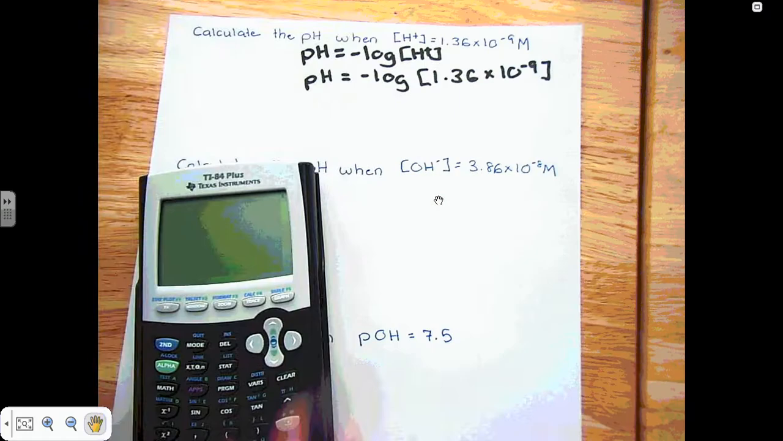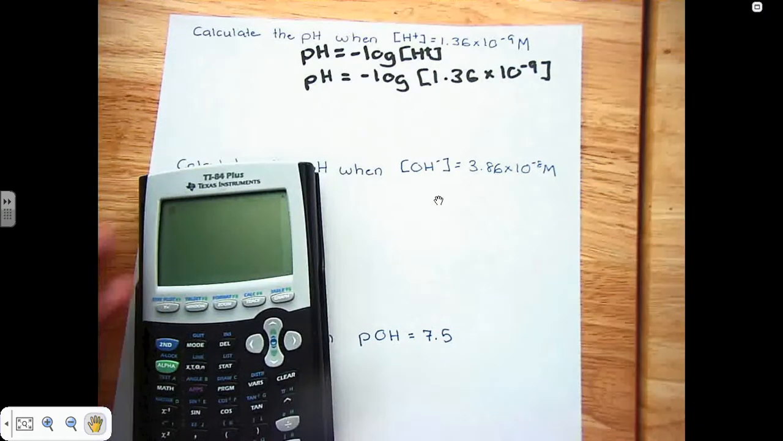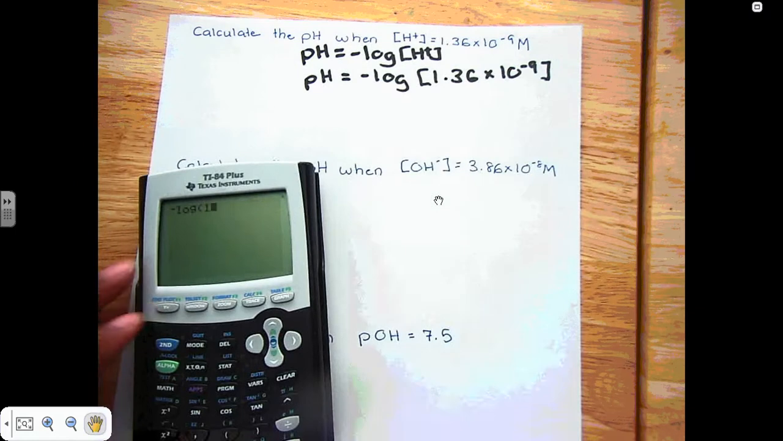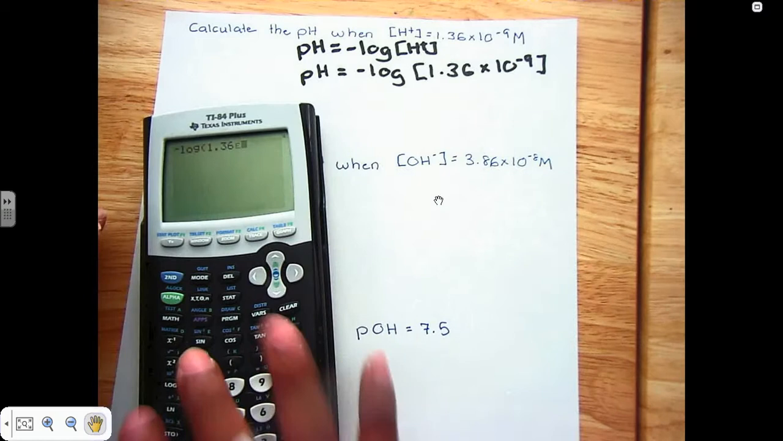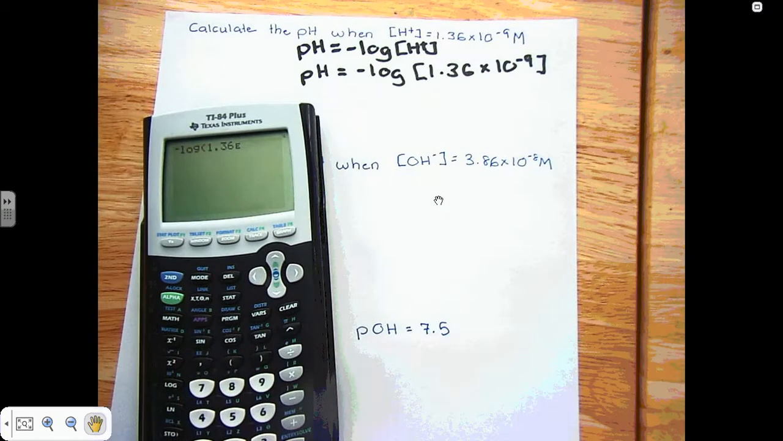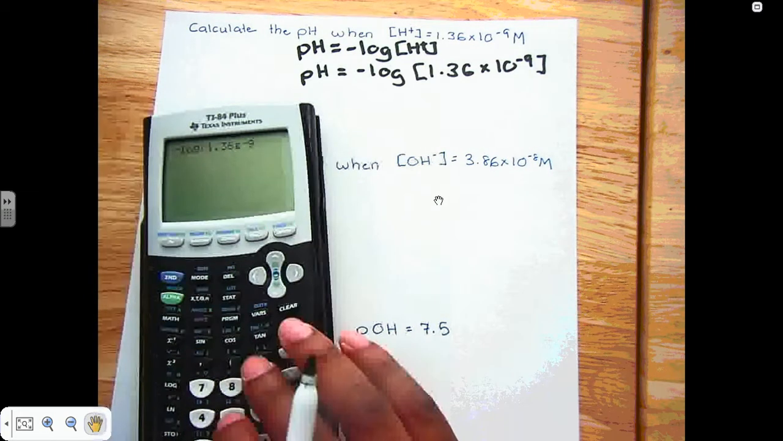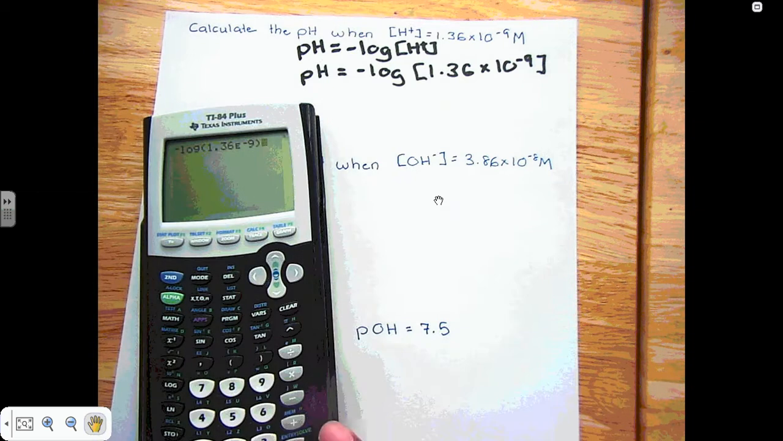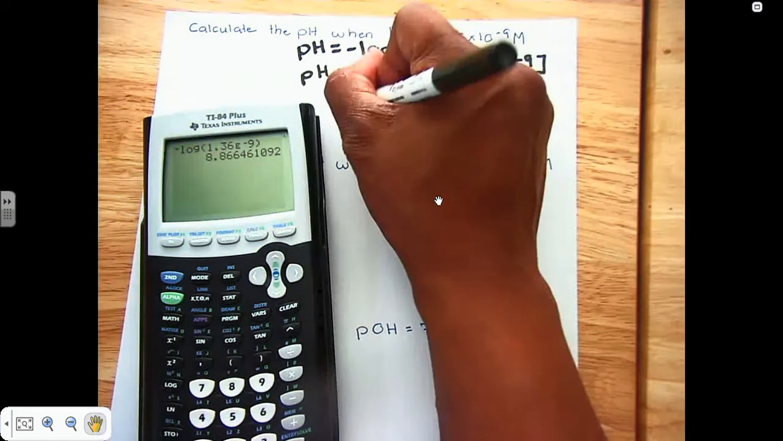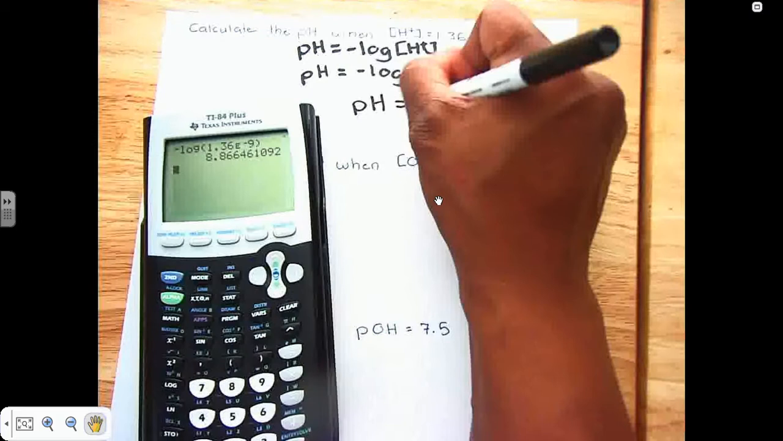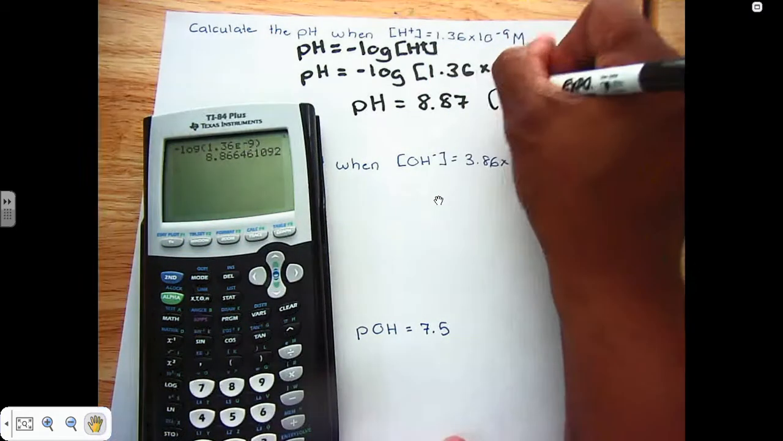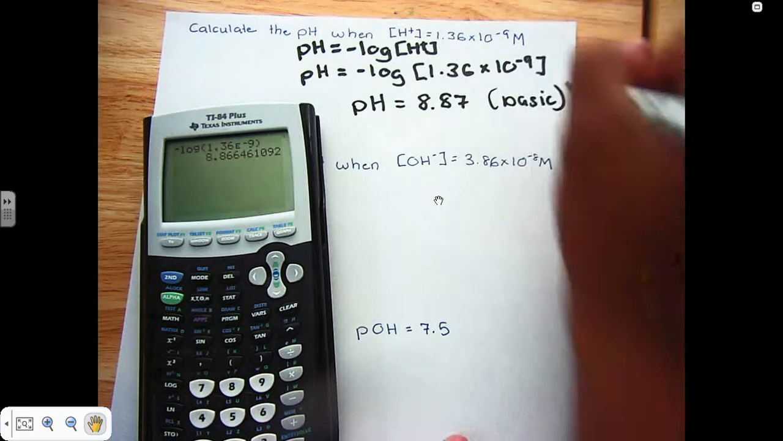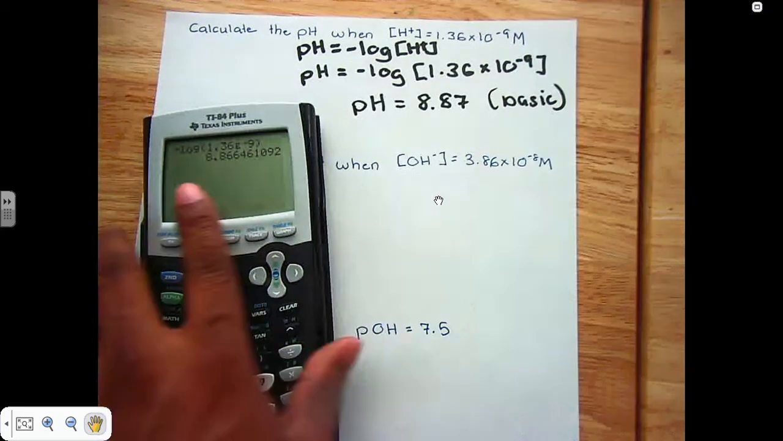This time I'm going to show you with the negative log. If you do negative log and I type in 1.36, second, comma, for E, and raise it to the negative 9, close my parentheses, and I try to solve, I'm going to get a pH value that is equal to 8.87. And parentheses I'll put, that's basic. Because remember, our pH, if it's above 7, it's basic.